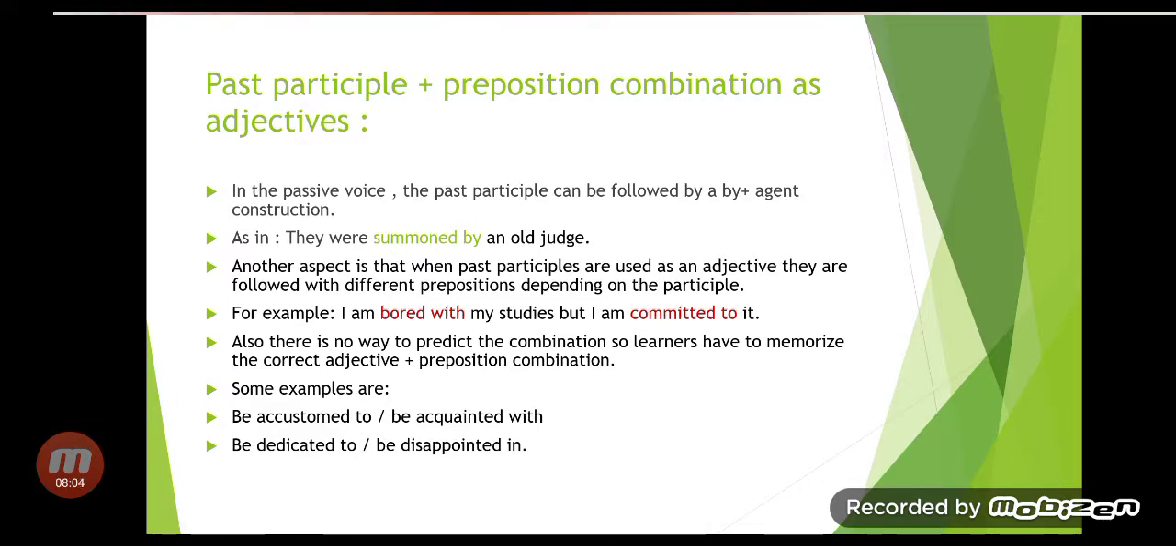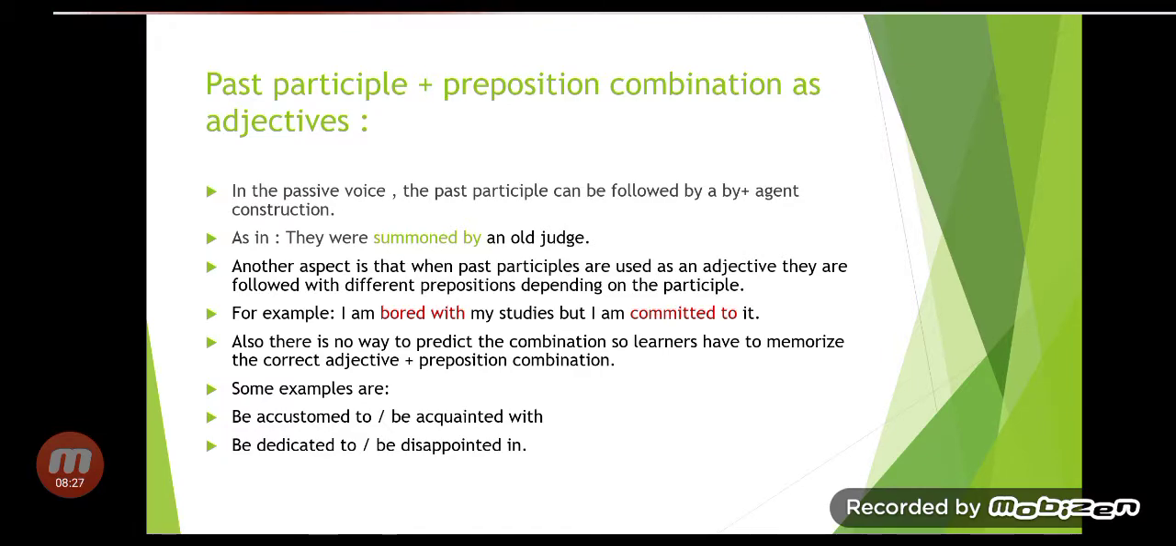This is the combination. Bored is the adjective and with is the preposition. Committed is the adjective and to is the preposition. I cannot use bored to. I am bored to my studies, I cannot do that. But I am committed with it, I cannot do that either. I have to use the correct combination with the adjective.